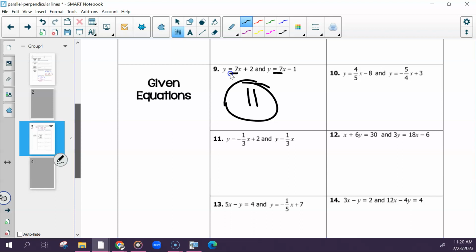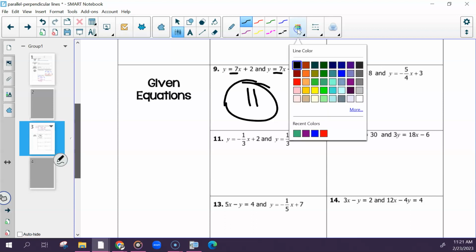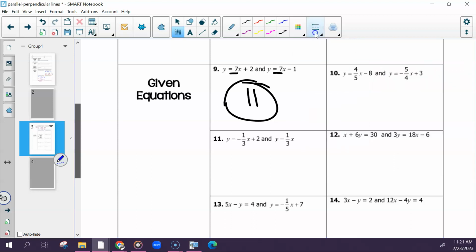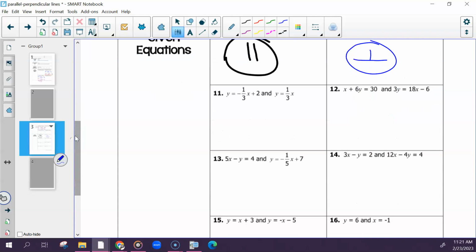Would 10 be parallel, perpendicular, or neither? And why are these perpendicular? Opposite sign, and they're flipped. What about 11? Neither, because even though they have the same number, one is negative. So this is a neither case.